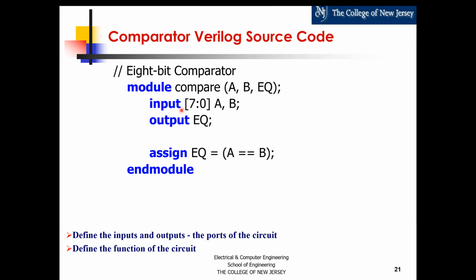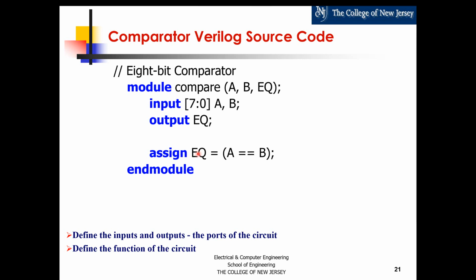Then you declare the direction of the ports. Input, so A and B are going to be inputs, and you also declare the width in bits of the ports. So the width and the indexes of these ports are going to be 7 down to 0. We usually do that because we like that the least significant bit is 0 as an index. And then the output is EQ. If you don't specify a width, then it's assumed to be 1. So EQ is 1 bit.